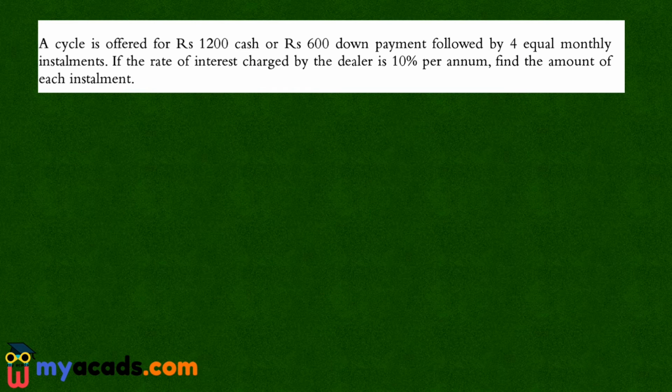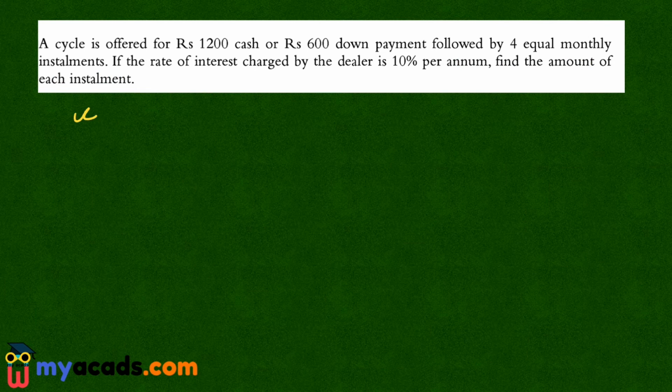Let's solve this question. My question is, a cycle is offered for rupees 1200 cash. It means that the cost of cycle is 1200, or rupees 600 down payment followed by 4 equal monthly installments. If the rate of the interest charged by the dealer is 10% per annum, find the amount of each installment.